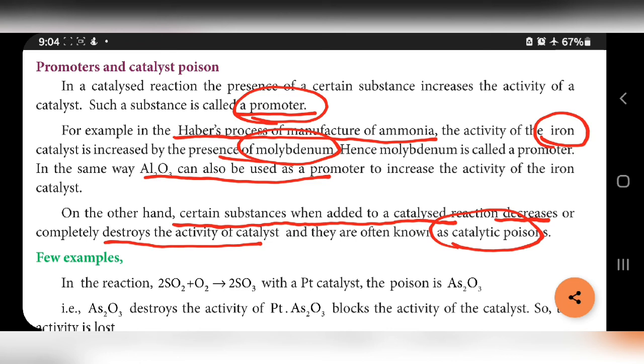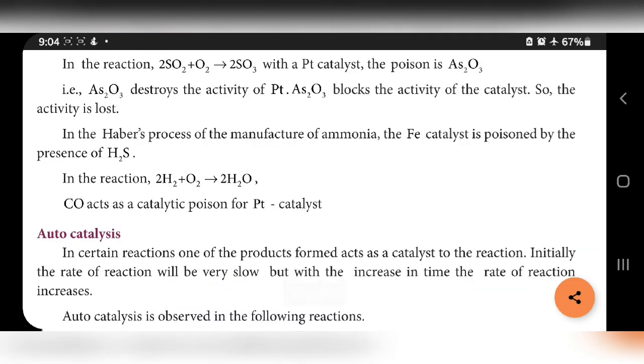And for catalytic poison, 2SO2 plus O2 gives 2SO3. For this reaction, platinum is a catalyst. It is poisoned by As2O3. It decreases the activity of platinum catalyst. So As2O3 destroys the activity of platinum. As2O3 blocks the activity of the catalyst, so activity is lost. In the Haber process, manufacture of ammonia, iron catalyst is poisoned by H2S. This also acts as a catalyst poison. This is another example for catalytic poison.